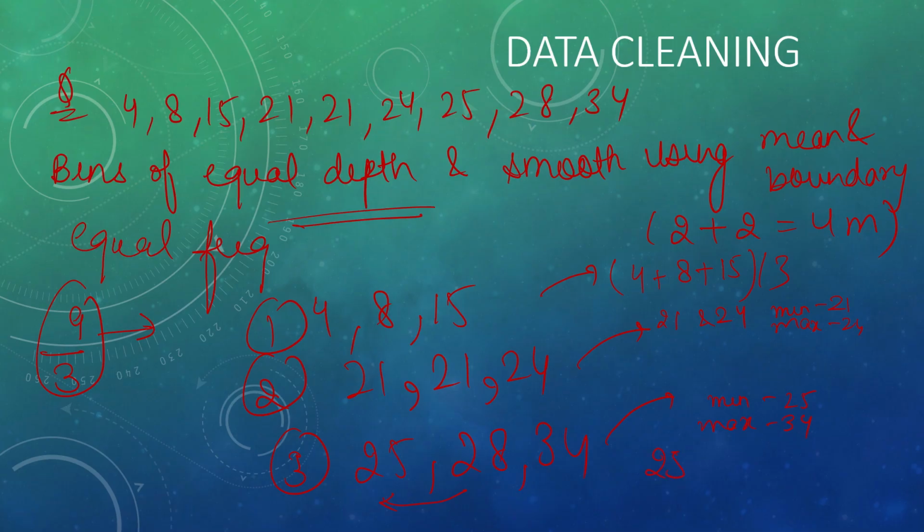So 25 is the minimum. 28 is closer to 25, so 25. Now minimum and maximum will be there always. So 34. This is by using boundary. So this will be a new bin using bin boundary method.